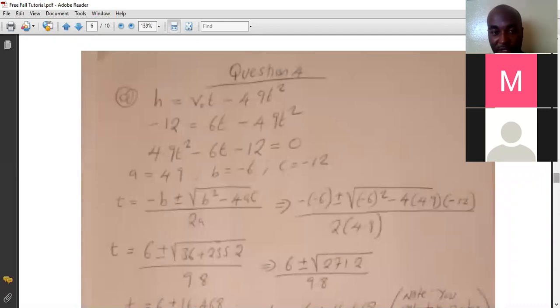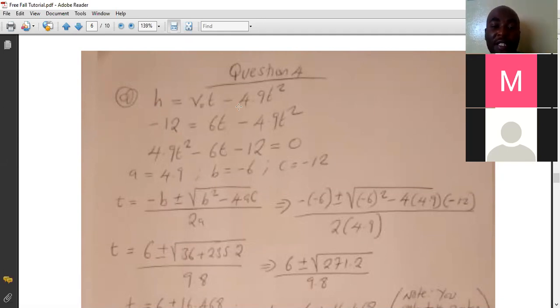So this is the equation that we use to find the time. This question is not very popular because it makes you do quadratic, and as we all know, the quadratic formula is not something very familiar to a lot of people. So this is what you write for height: h equals v naught t minus 4.9 t squared. Then where there is h, you put negative 12. So you say negative 12 equals 6t minus 4.9 t squared.